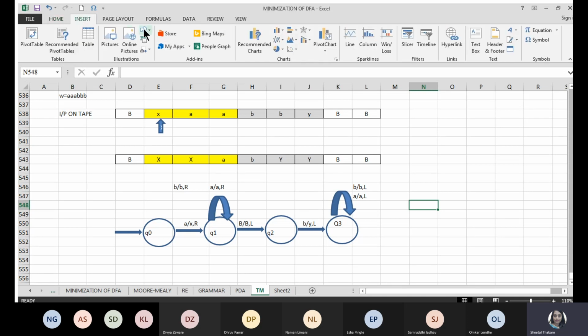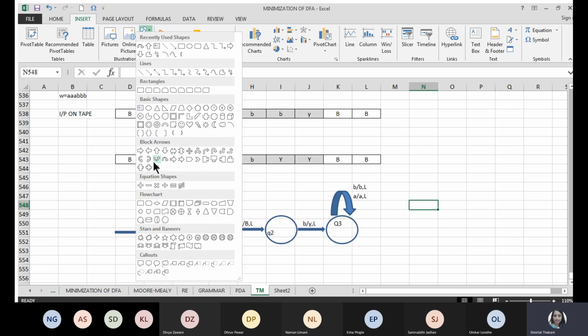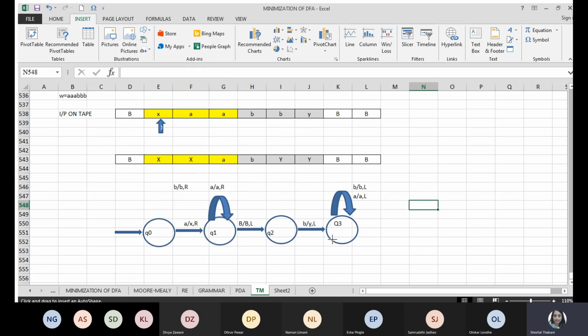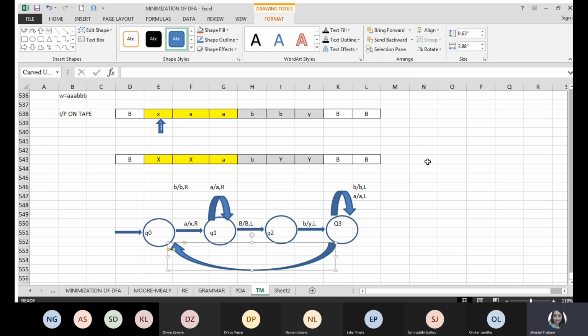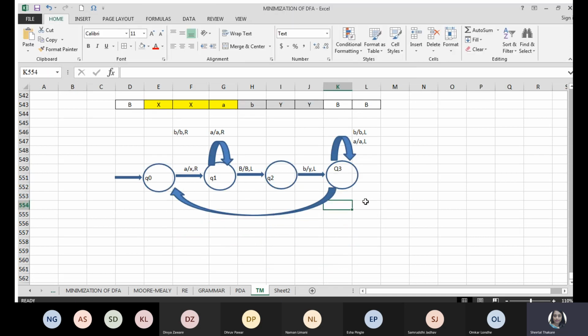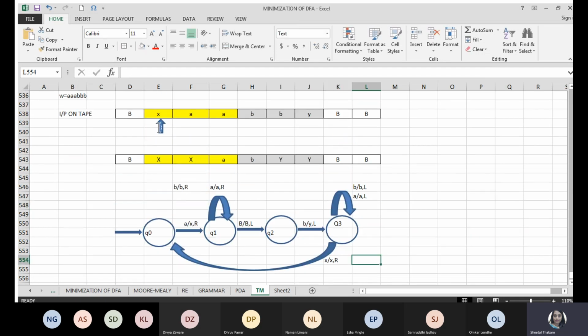So to repeat this cycle, if it is X, let it be X, move to its right. And then X के right पे what you are finding? A. A के साथ क्या करना है? Again same cycle. So what this cycle says? Convert this A to X.